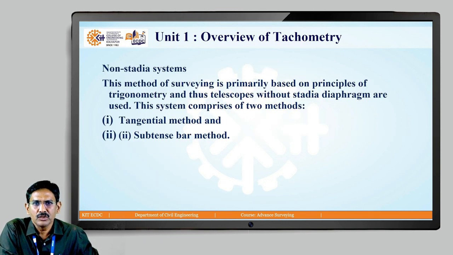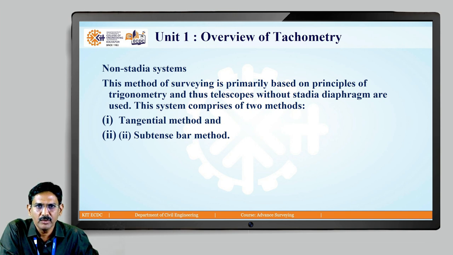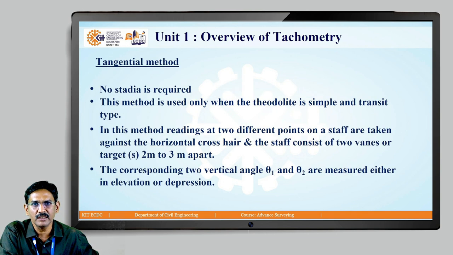In this non-stadia method of tachymetry, we will be focusing on methods of surveying based on the principle that telescopes without a stadia diaphragm are used. That is, there is no special diaphragm which normally is present in the stadia method. So, it is a normal ordinary theodolite which we will be using, but we will be applying a certain technique so that we still will be able to cover the distance and elevations. The first one is the tangential method.